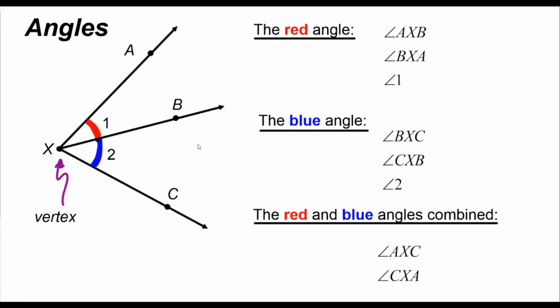So in this diagram we've got a few angles. The red angle right here, we've got three ways we can name this angle. We can call it angle AXB, angle BXA, or we can name it by the number inside of the angle, angle 1. Likewise, the blue angle can be called angle BXC, angle CXB, or we can name it by the number inside. The red and the blue angles combined is this larger angle, so there's actually three angles in this diagram, AXC, or CXA. So that's just a quick refresher on what an angle is and how we name them.